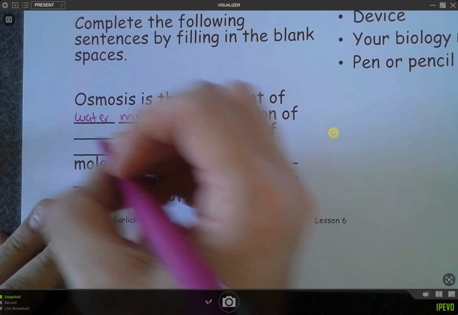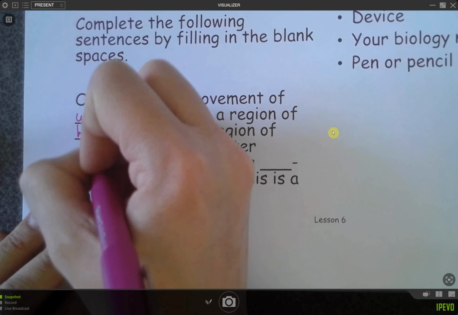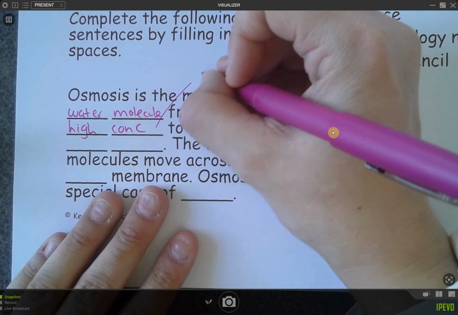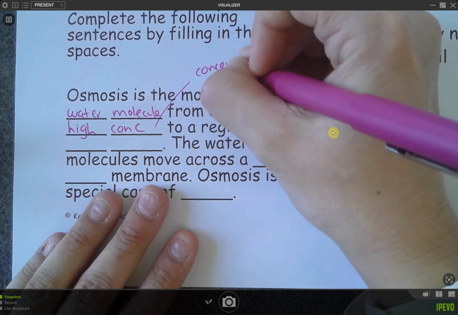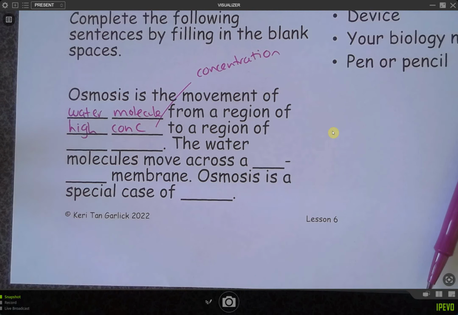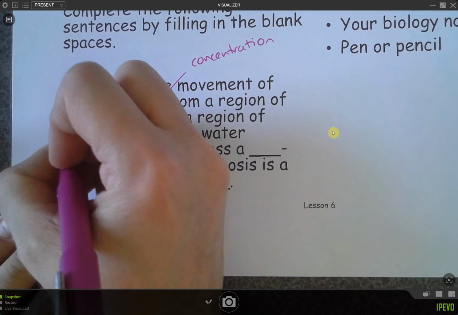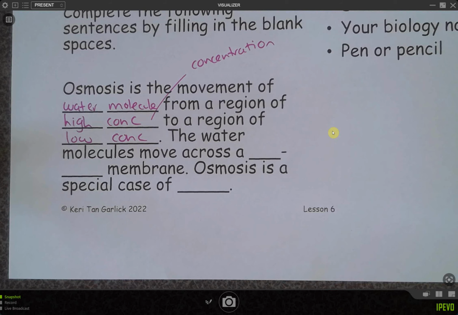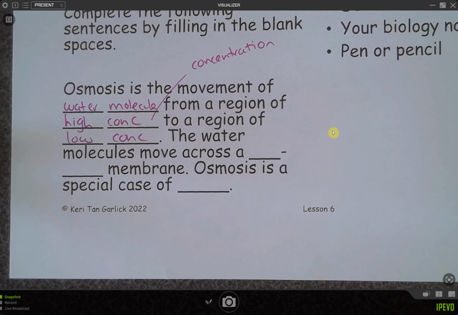A high concentration. I'm going to write conc as a way to write shorthand for concentration. To a region of two words. Low. What? Concentration. All right. The water molecules move across a blank membrane.